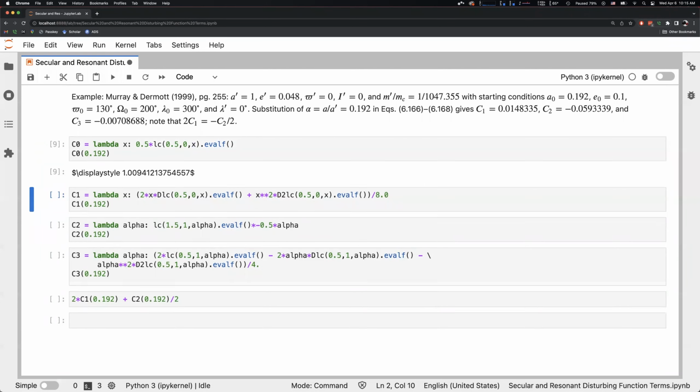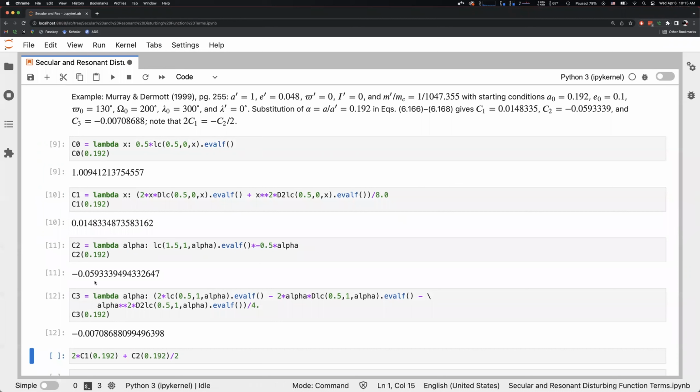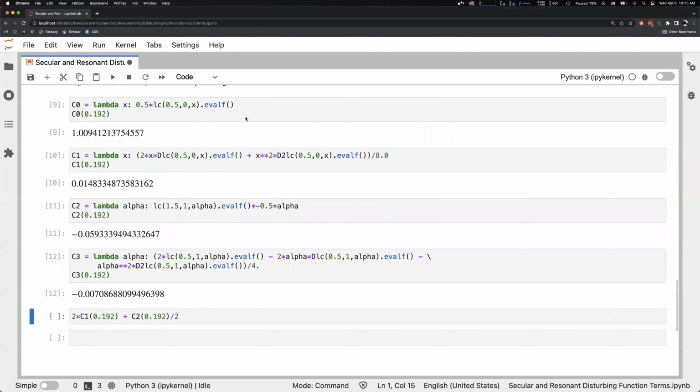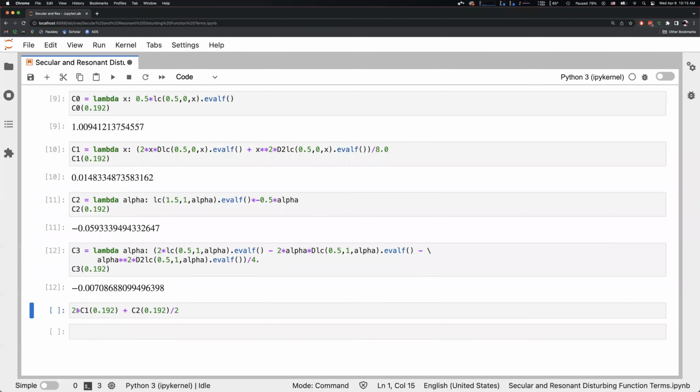We can check these, and we find that we have exactly the same values, just to more decimal places. Murray and Dermott also point out that twice C1 should be equal to negative C2 over 2 in this case. We check this by adding 2C1 with C2 over 2, expecting a 0 value. And what we get is a value of 10 to the negative 18th, which is essentially 0 in this data type.